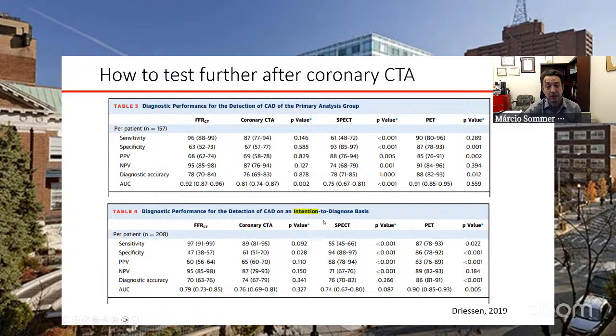This is each test's ability. But when you go intention to diagnose, so you don't exclude X, Y, Z, your specificity is very, very low with FFRCT, about 50%. Positive predictive value of only 60%, even on this very high probability cohort. Whereas all the other functional tests are much higher. And what you care more about after a highly sensitive test is a highly specific test.